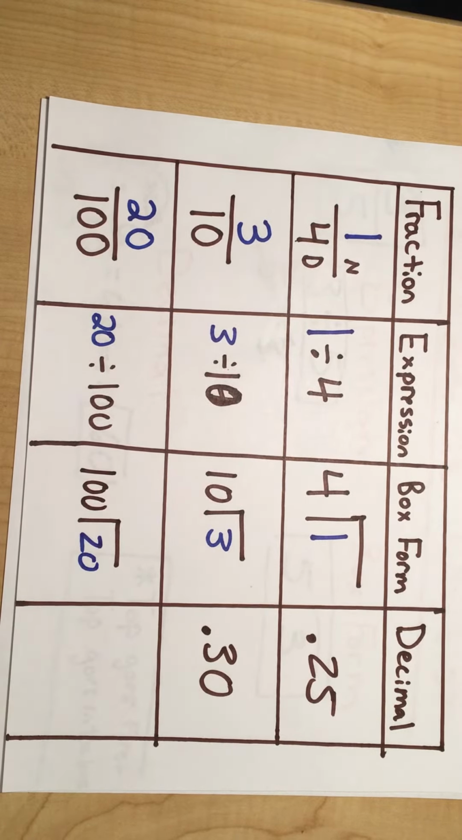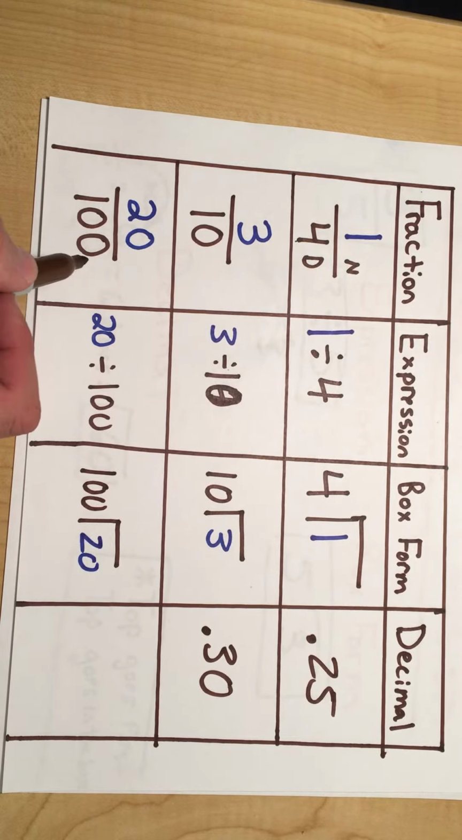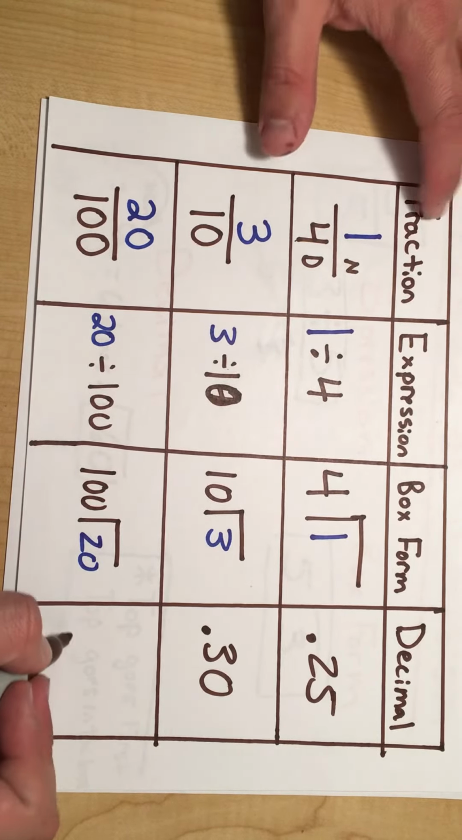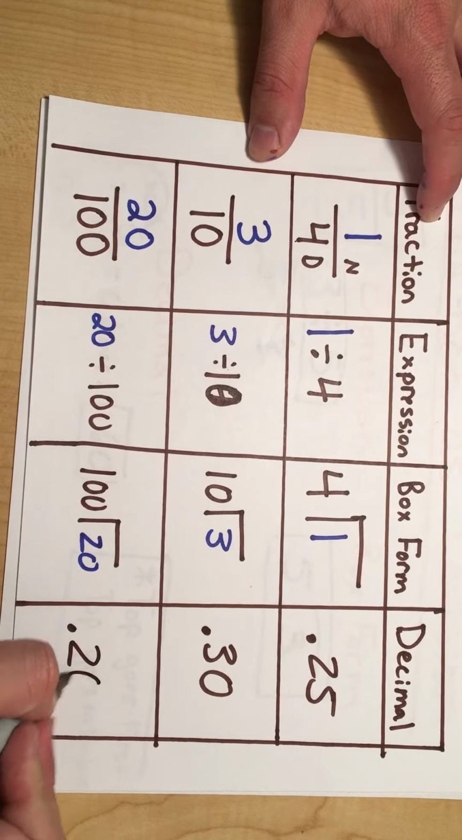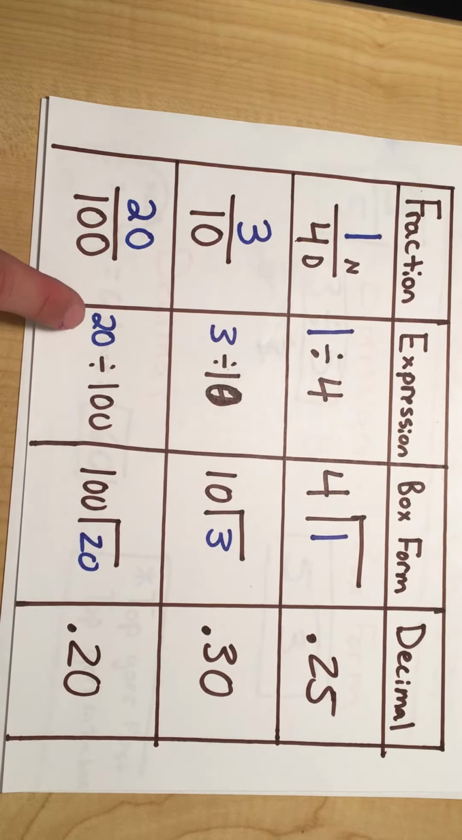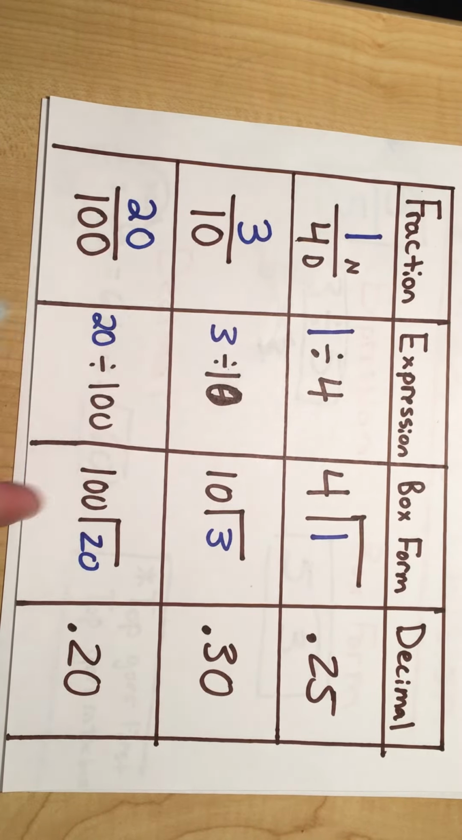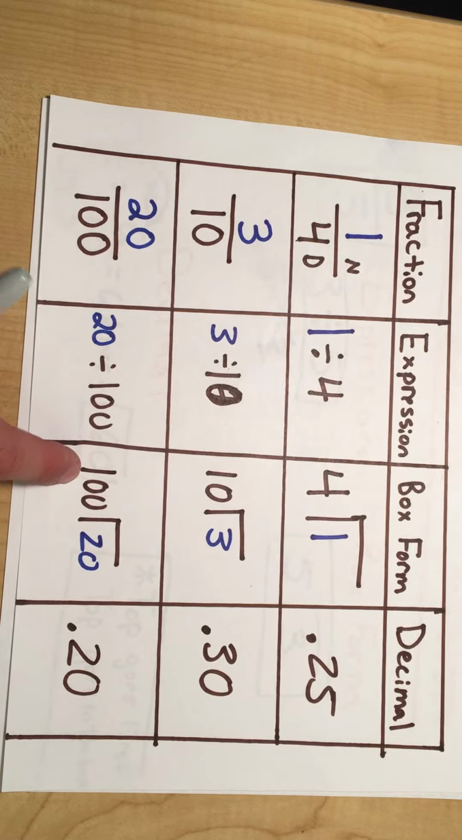And in decimal form, since our denominator is 100, we're going to think of pennies. 20 pennies is equivalent to what value? 20 cents. So we could express 20 over 100 as 20 divided by 100 in expression form. In box form, 20 in the box, 100 outside, and in decimal form, 0.20.